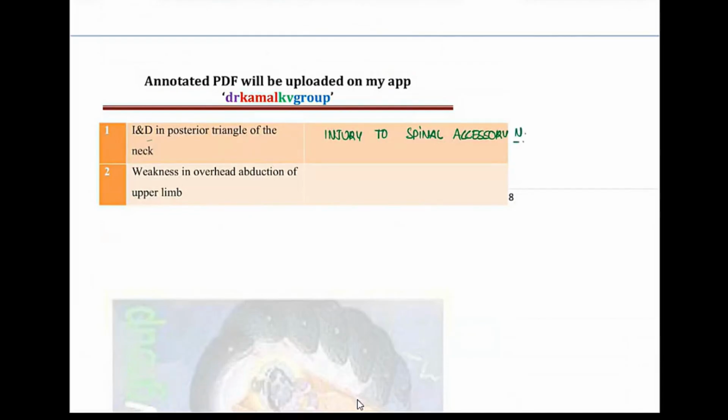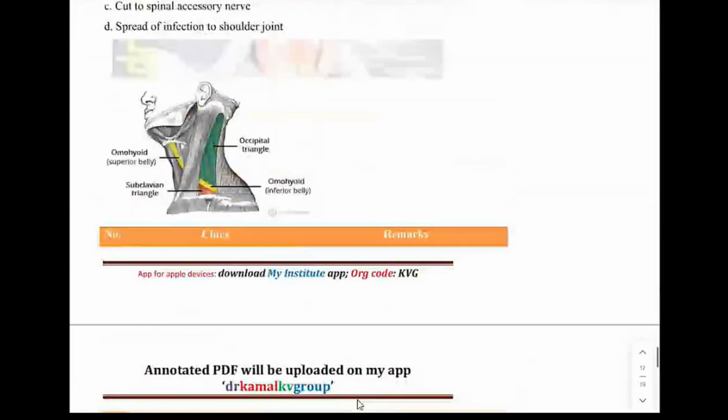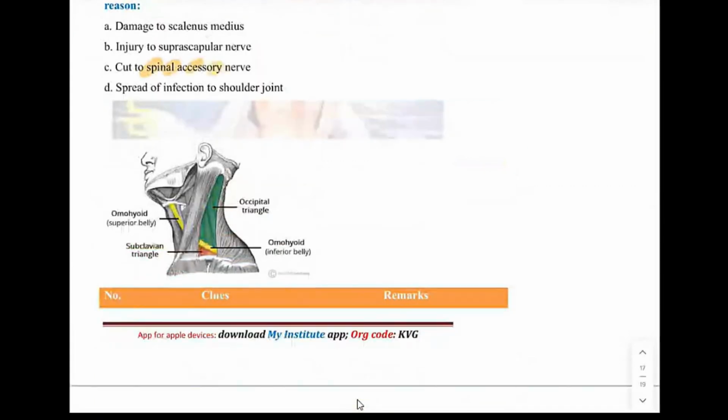And this manifests as difficulty in abduction within this range, so 90 to 120 degrees. Okay, so we discussed that it is possible because of injury to the trapezius muscle. Clear? So this is the classical description of this particular case, in which the patient had injury to the trapezius, which is one of the muscles needed for abduction of the shoulder beyond 90 degrees. And the other muscle which is supplied by the spinal accessory nerve is obviously the sternocleidomastoid.